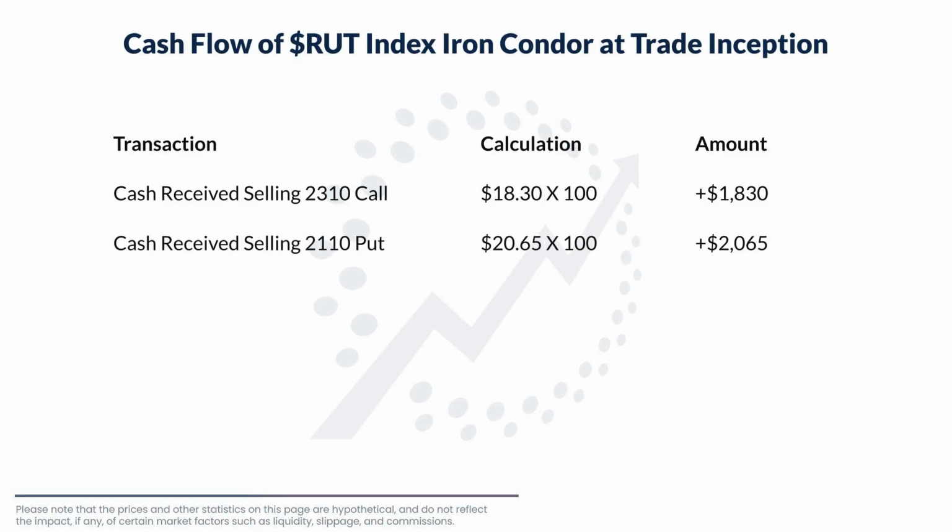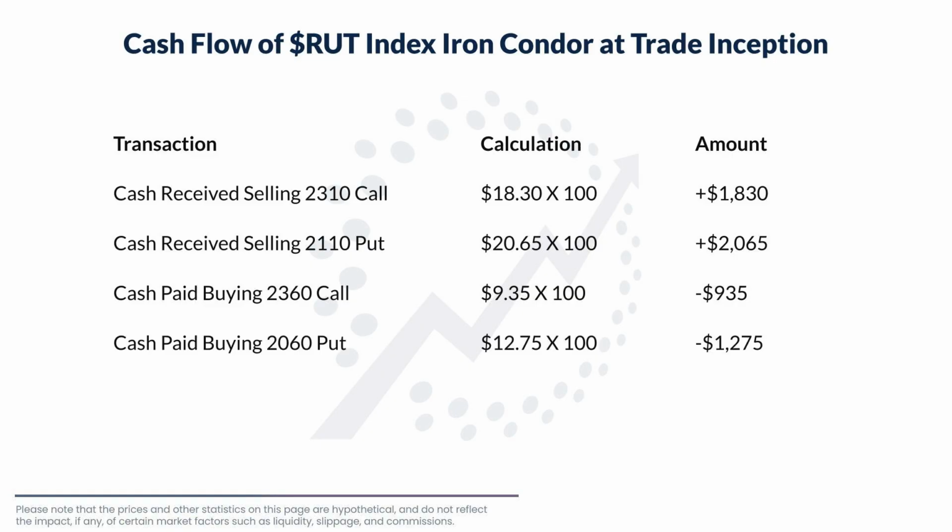And using that same kind of calculation, you could see that we collected $2,065 from selling the 2110 put. And then, of course, we had to pay for the protective call at $935 and the protective put at $1,275. And so those costs are deducted from our cash flow. And so when you net them all down, you could see that we would have had positive cash flow of $1,685 after entering this trade that morning.